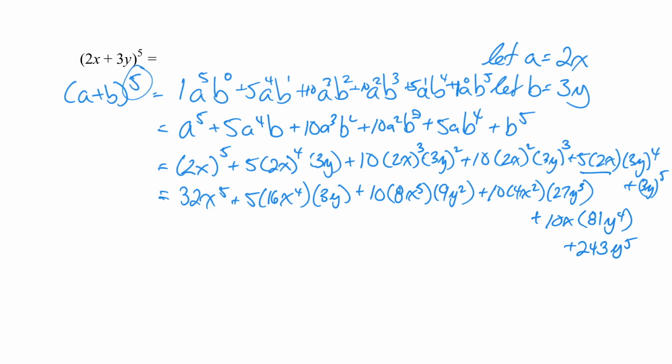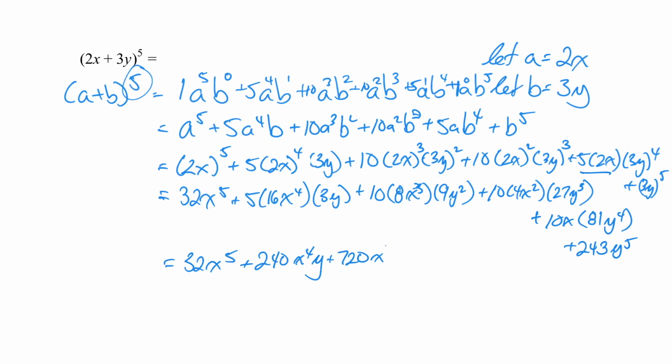Then last step is we have to clean up our coefficients. So this stays at 32x to the power of 5. Then we have 5 times 16, which is 80, times 3, so that's going to be 240 x to the power of 4 y. Then we have 10 times 8 times 9. So 8 times 9 is 72, times 10 is 720 x.